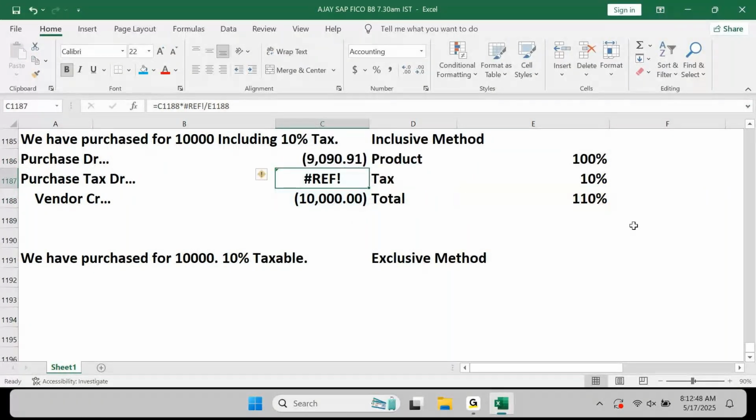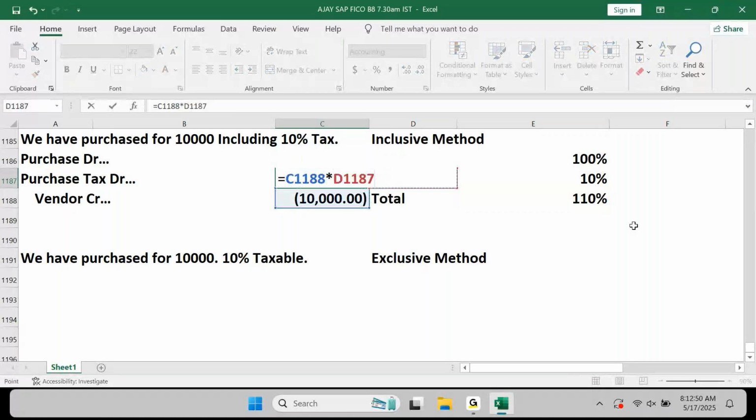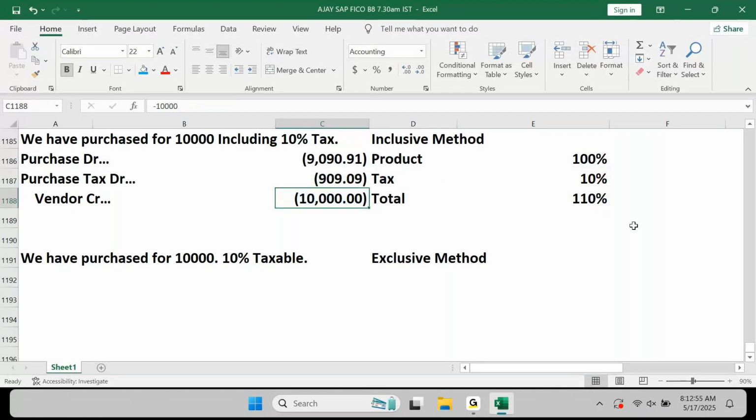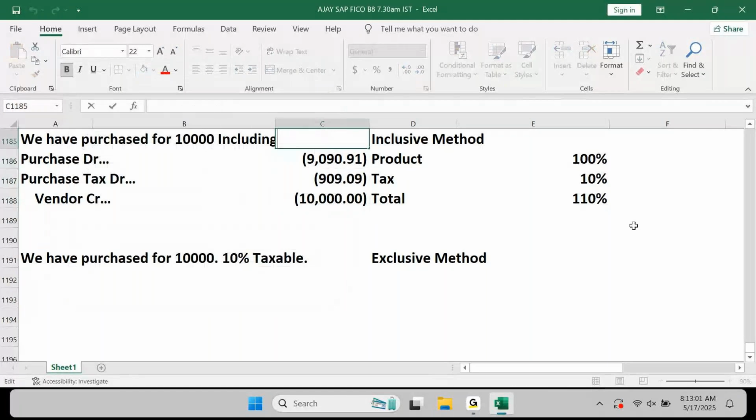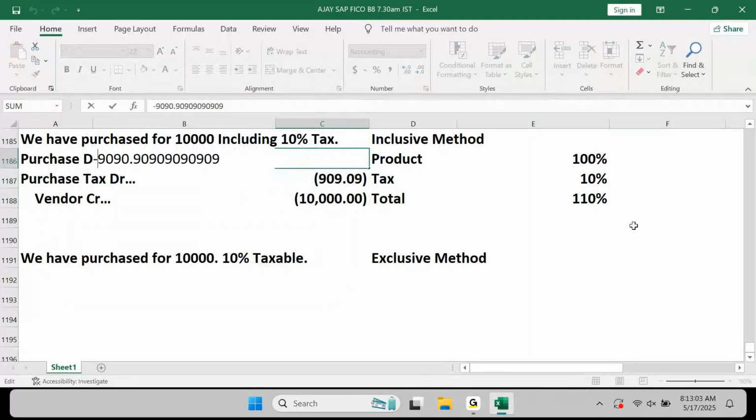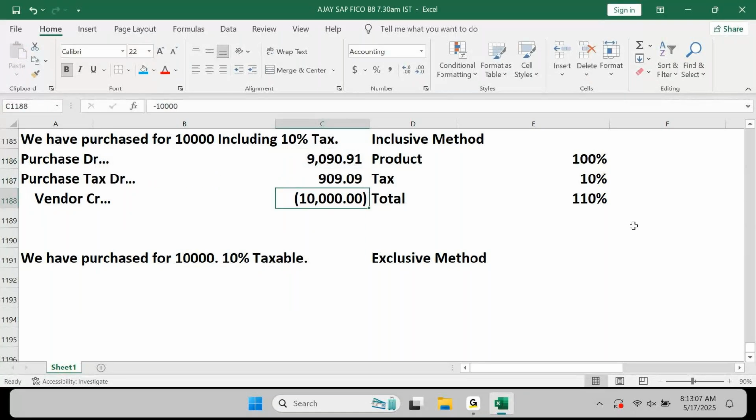110 is correct. 110% total. Tax. Is this correct now? Yes. This should be debit, so I'll remove minus signs. Okay.